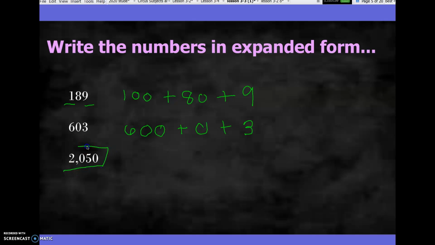Then I have a number in the thousands place. It's a 2 in the thousands place, so that's 2,000. I have a 0 in the hundreds place, so I have 0 hundreds. I have a 5 in the tens place, so that's 50. And I have a 0 in the ones place, so that's 0 ones. So 2050 in expanded form is 2000 plus 0 plus 50 plus 0.